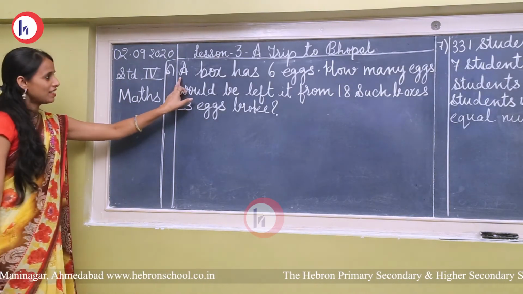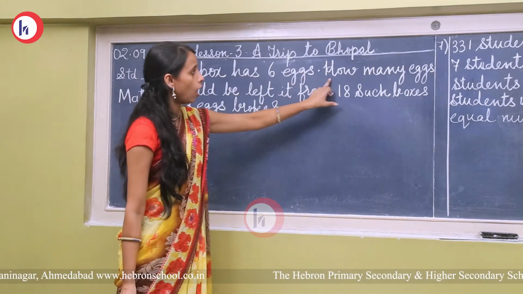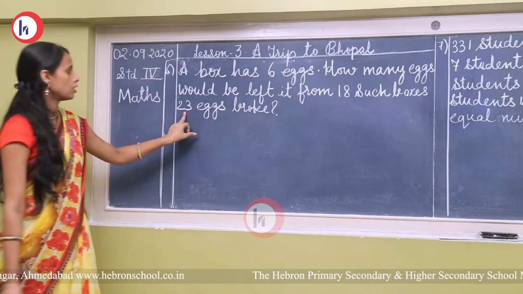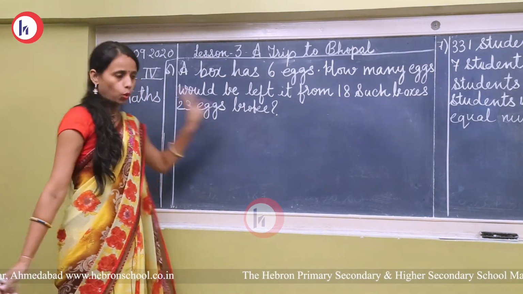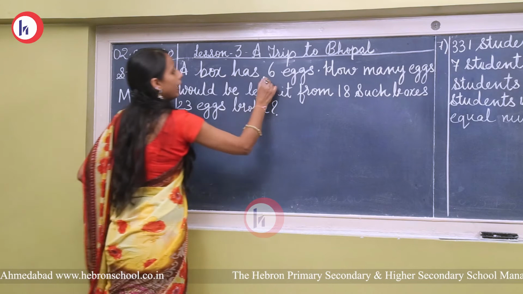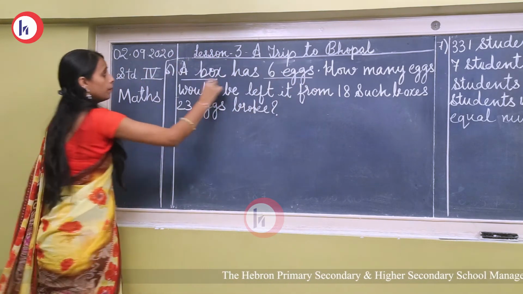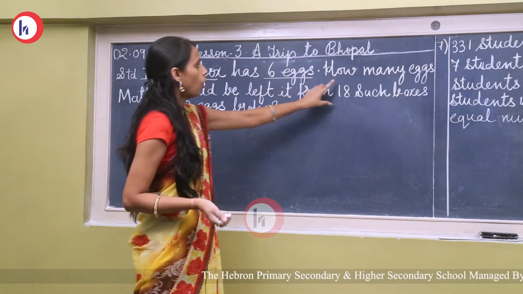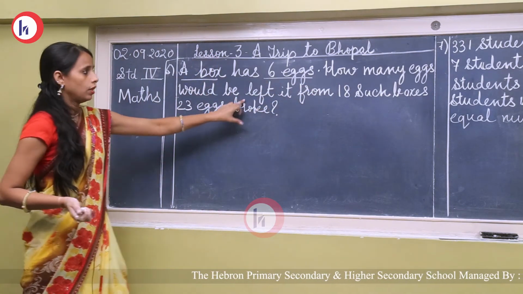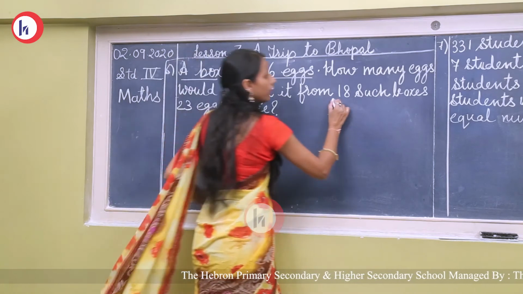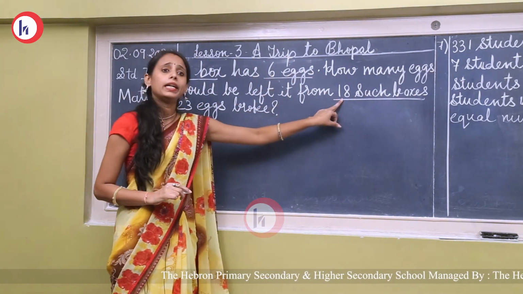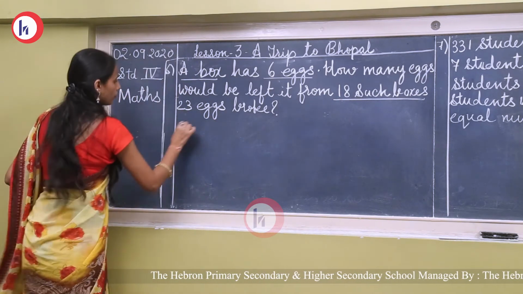Okay, next question is, a box has 6 eggs. How many eggs would be left if from 18 such boxes 23 eggs broke? First of all, see how many eggs in one box. A box, that means one box. In one box, 6 eggs are there. How many eggs would be left from 18 such boxes? So, how many boxes are there? 18 boxes. In one box, 6 eggs. So, 18 boxes, how many eggs?